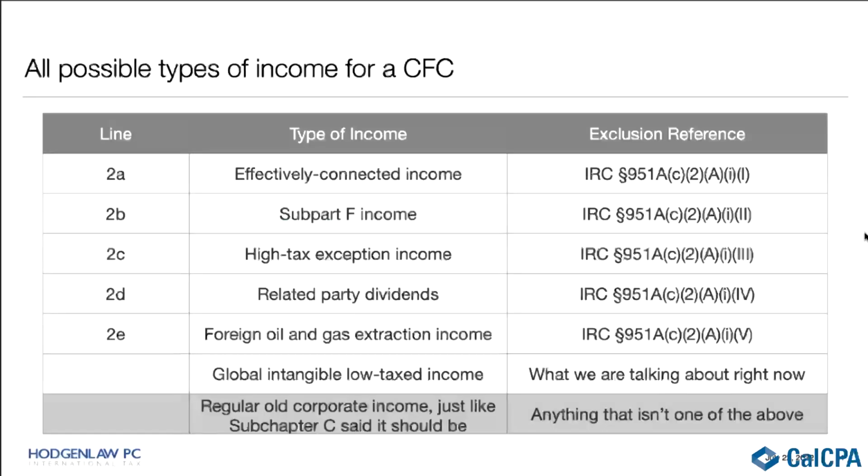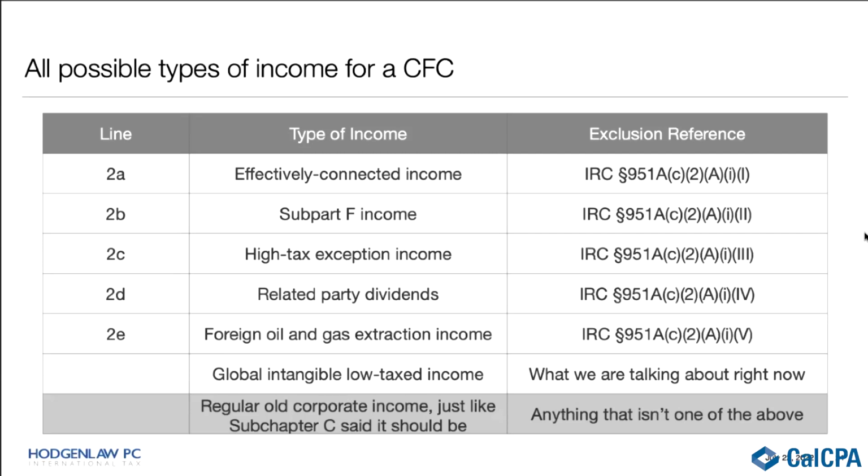Those are your things, but just so you know all the possible types of income that you're going to have for a CFC, it's these 5 exclusions, and then the remainder after you take all of these things away is what's ultimately going to drop on the tax return, the Global Intangible Low-Taxed Income. But it's also possible that you can have regular old corporate income with earnings and profits, just like Subchapter C says it should be. And at that point, you've got that to contend with.